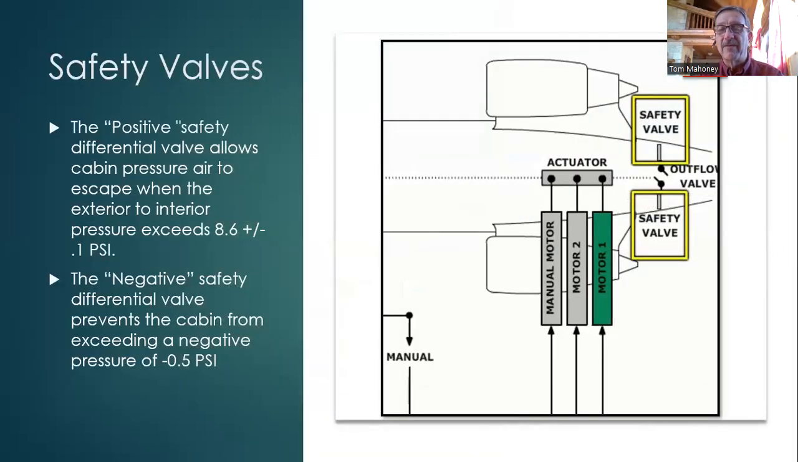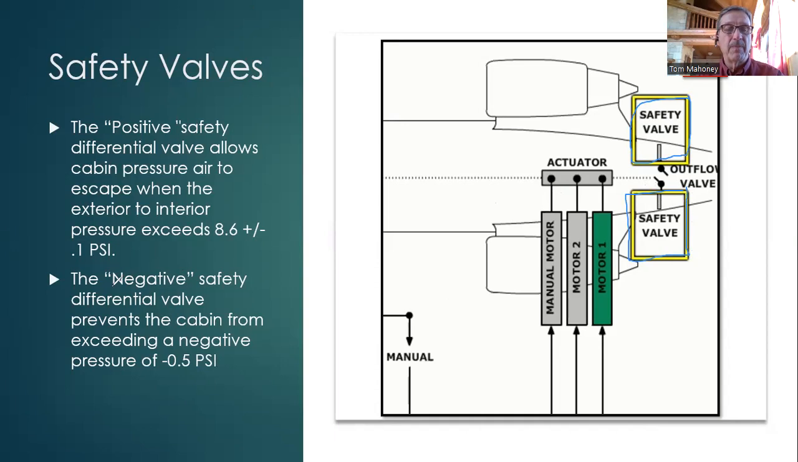So let's talk about the safety valves. We talked about this in a previous video, but the positive safety differential valve allows the cabin air to escape when the interior to exterior pressure exceeds 8.6 plus or minus a tenth of a psi. So there's your safety valve. And apparently on this aircraft, it's showing us that it has two. One must be a backup to the other, just to make sure we do not over pressurize the interior cabin.